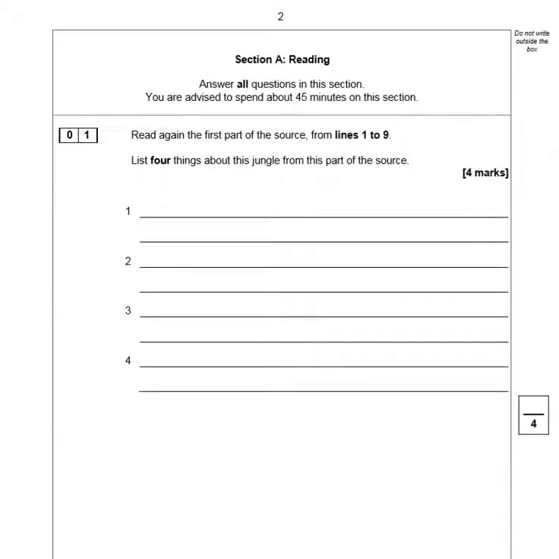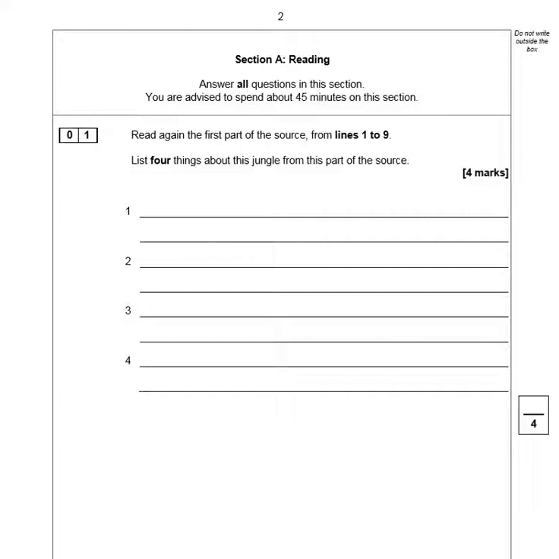So question 1. We're listing 4 things in the jungle. Quite a simple question. It's a warm-up question to settle nerves and get ready to get started for this exam. All we are doing is taking quotes directly from the source, in this case lines 1 to 9, and putting them in.